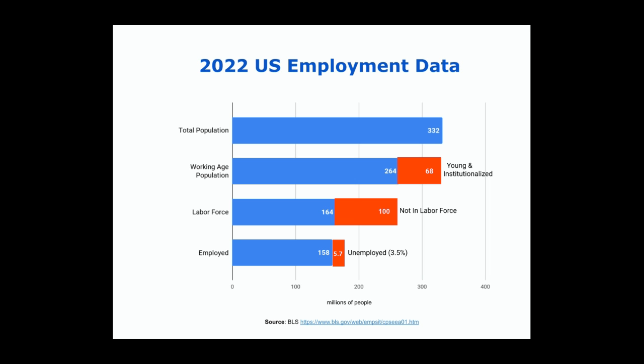So the total population is 332 million people. 68 million of those 332 are either under 16 or institutionalized, leaving us with a working age population of 264 million. Now, of the 264 million in the working age population, the labor force consists of 164 million people: the 158 million people who are working, and the 5.7 million people who are not working but have looked in the last 4 weeks.